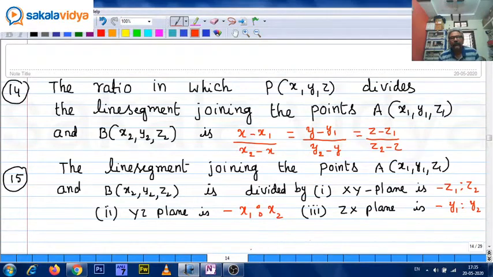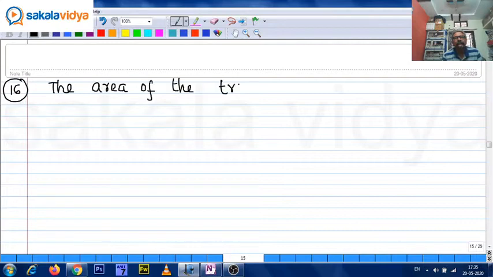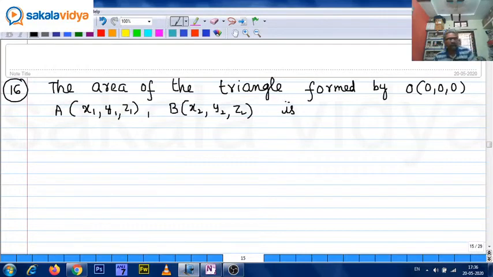Next now, 16th point. The area of the triangle formed by origin O (0, 0, 0), A x1, y1, z1, B x2, y2, z2 is the area.